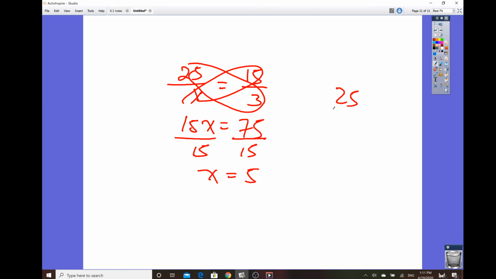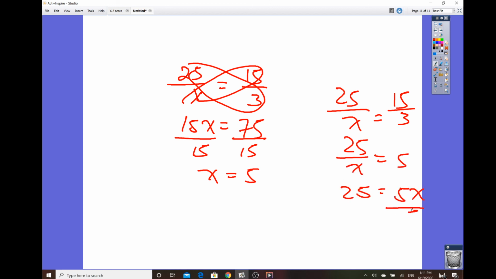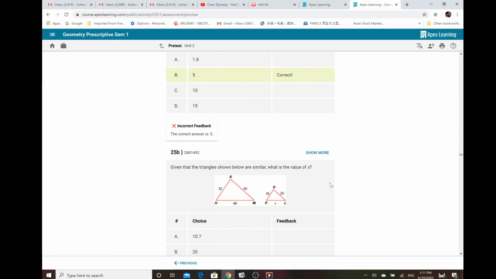Another way you can do it, same kind of equation, but you can reduce the number first. So 25 over x, that's 5. And then you multiply by x on both sides, and then divide by 5. So x would be 5. So you can do it either way, proportionality. And now let's go back.